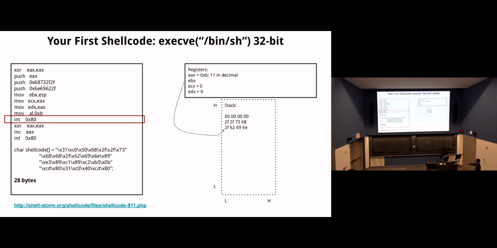So now we make the system call, int 0x80. So what happens after this instruction?